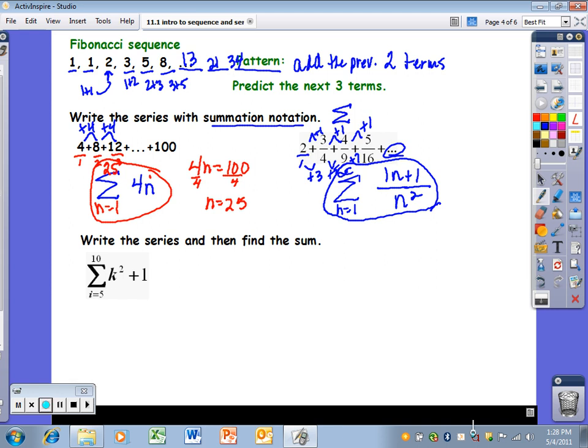Now it's asking us to write the series and then find the sum. Add them all up. I'm starting with the 5th one and going to the 10th one. So I need the 5th, the 6th, the 7th, the 8th, the 9th, and the 10th. And I'm going to add all these up.